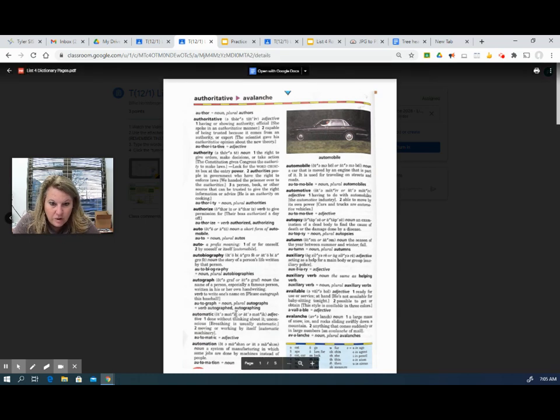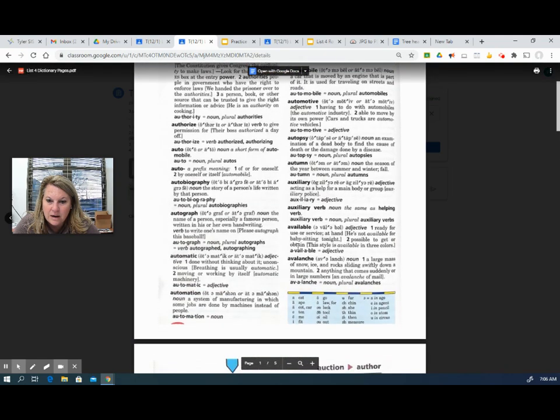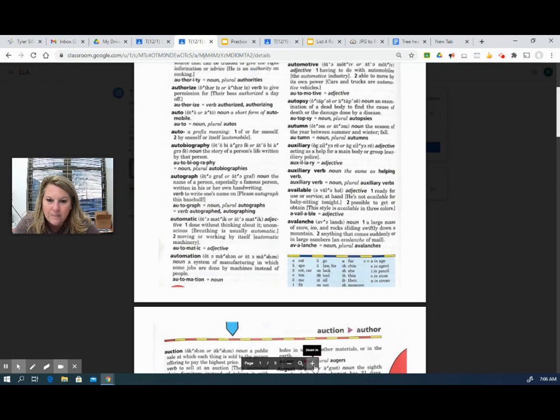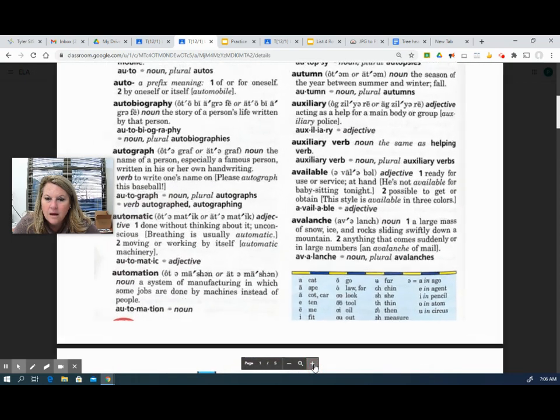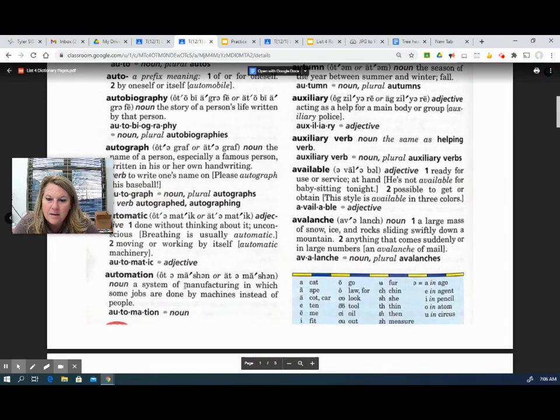So we have the word autograph. We can't use that one because it was one of our example words. Same thing with automatic. That was one of our example words. So we're not going to go ahead and add that to our notes because it's already on our notes. So next we'll skip on down here to the word automation, and I'm going to zoom in so we can see a little better. It says a system of manufacturing in which some jobs are done by mechanics instead of people.